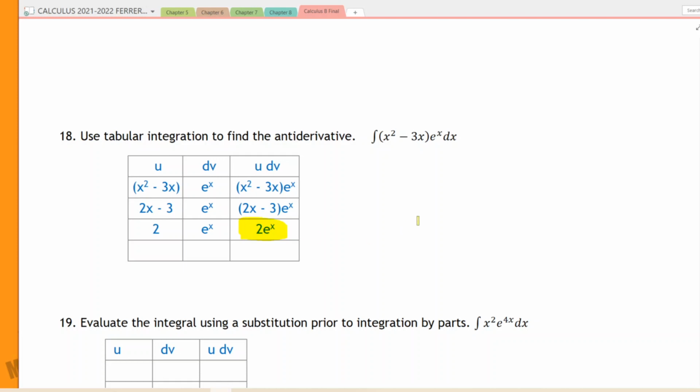So 2e to the x, we can definitely get an antiderivative there. But I also note that 2, if I take the derivative one more time, I'm going to get a 0, which is much nicer to get to. So we're going to take one more derivative and one more integral. Now that we've got our zeros in the bottom right and bottom left here, we're going to assemble our antiderivative by going diagonally from top left to the next row on the right.